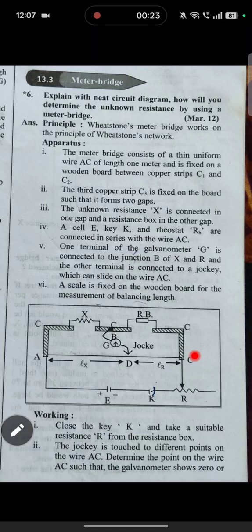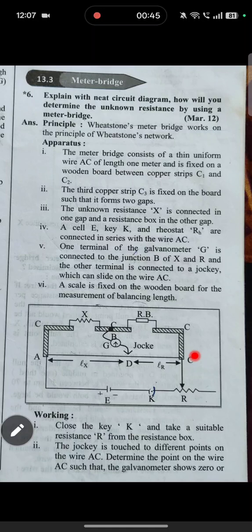Now it's a 3 marks question. Meter bridge: what is a meter bridge, what is the principle, what is the construction of the meter bridge experiment, and how is the working of the meter bridge experiment, which method is it based on. All this I'll explain to you in this topic.